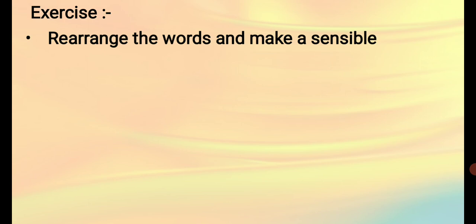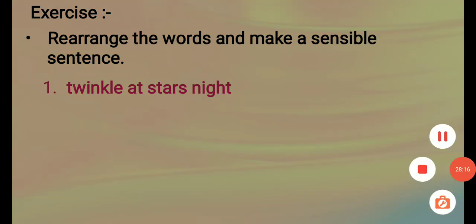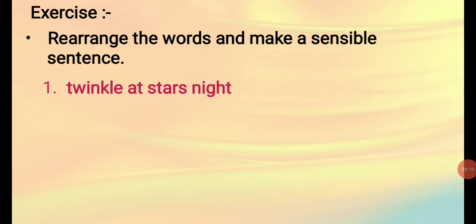So let's start the exercise. Rearrange the words and make a sensible sentence. First is twinkle at stars night. Now just think about it. I told you that you have to read the words separately. Don't read like a sentence. If you read it like a sentence, then sometimes you get confused and you will not attempt the answer properly. Understand?